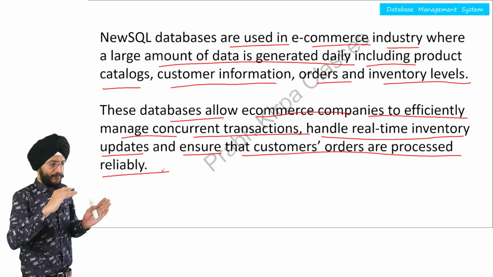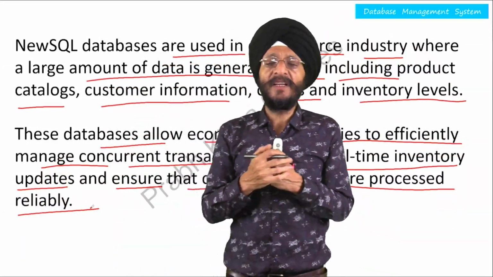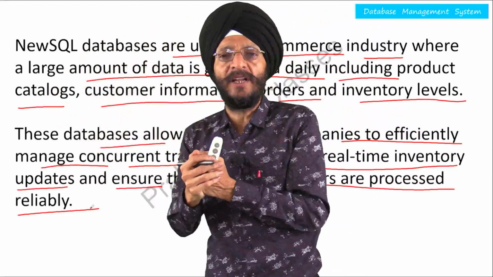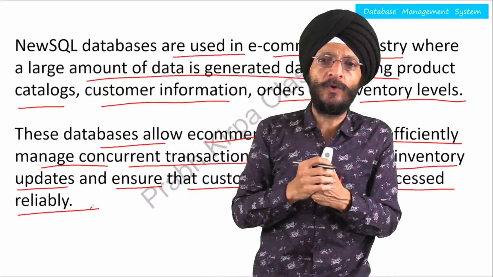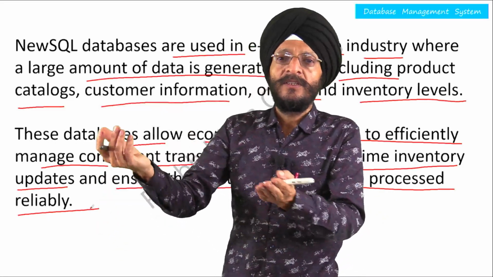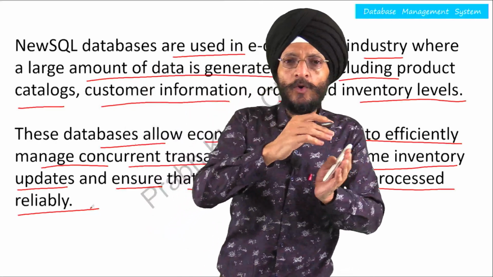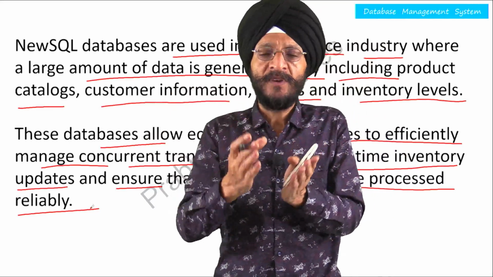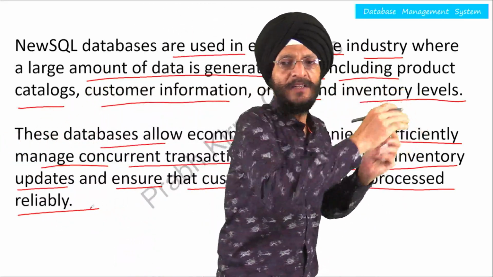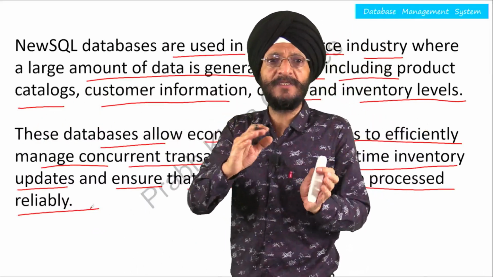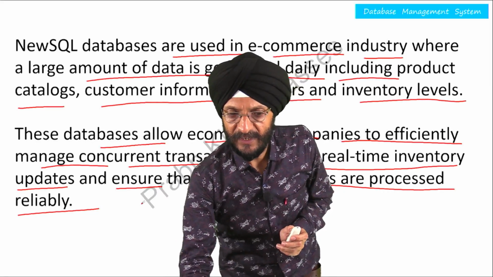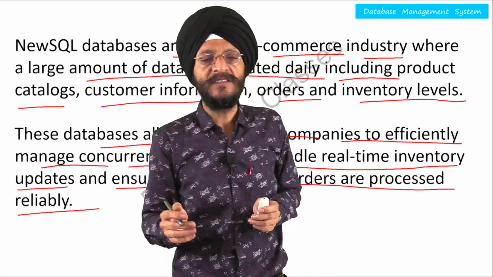If the real-time inventory update is not there, then it may be possible that you make the order, you make the payment, but the latest update of inventory is not being shown on the website, then a large number of orders may come from different customers, and when the products are not there, the company will not be able to deliver them. It will result in a lot of customer dissatisfaction, because the company will have to apologize and also indulge in the unnecessary task of refunding the amount to different customers. So NewSQL databases provide such benefits, that is, they allow managing concurrent transactions, handle real-time inventory updates, and ensure that the customers' orders are processed reliably.